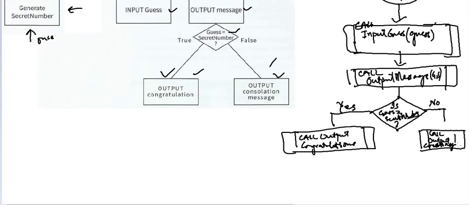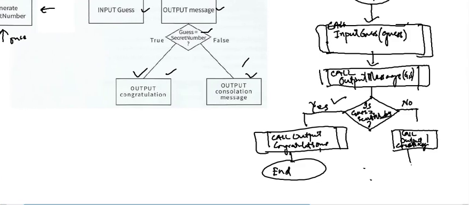Okay, now this does not end here, right? After this, what we want to do here is, if guess equals secret number, then we are going to stop. We don't need to run again because the number has been guessed, right? So we're going to end here.